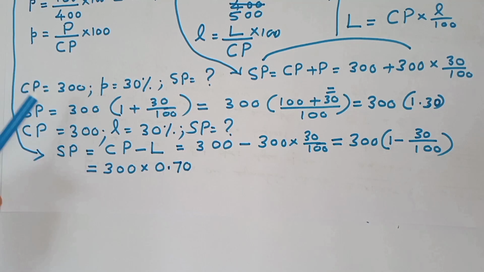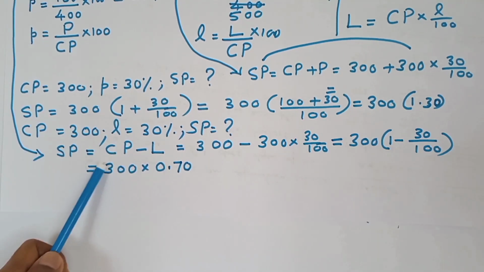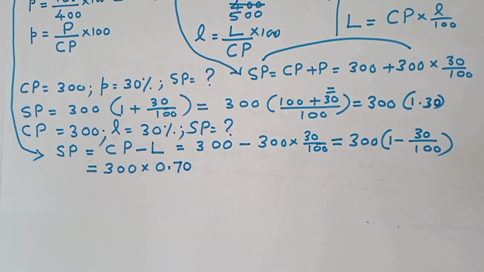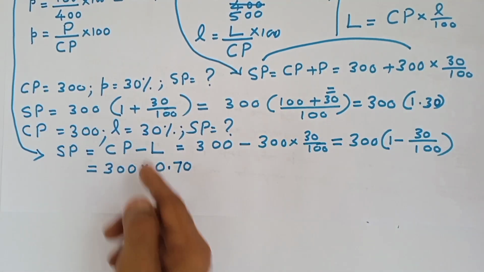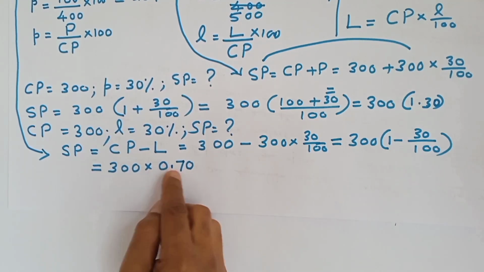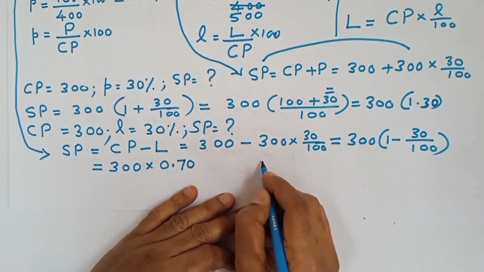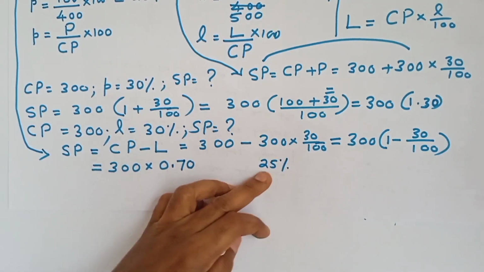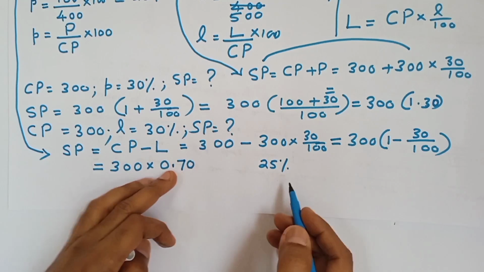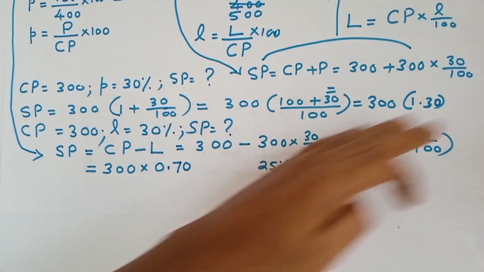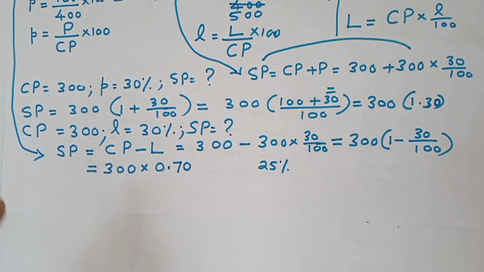So whether it is loss percentage or profit percentage, to arrive at SP from CP, all you have to do is write CP, whatever is given, then multiply by a suitable number. If it is 30% profit, it will be 1.30. If it is 30% loss, it will be 0.7. Similarly, supposing I say 25% instead of 30%, what would be the corresponding numbers? Here it will be 0.75 and there it will be 1.25. So you can see some pattern forming there. Keep in mind this point.